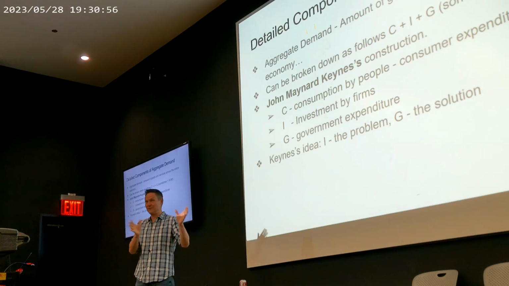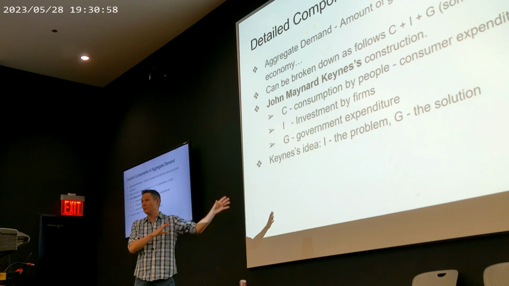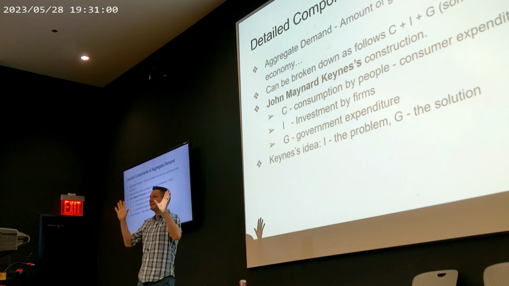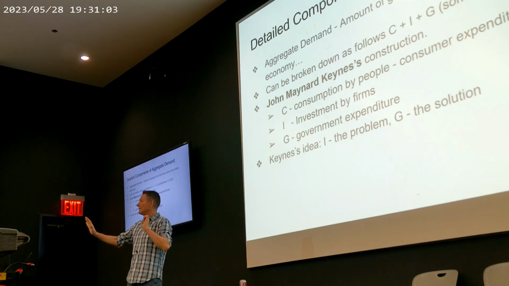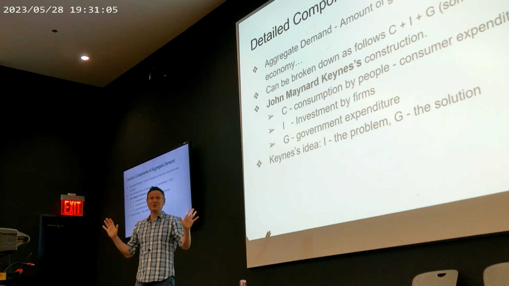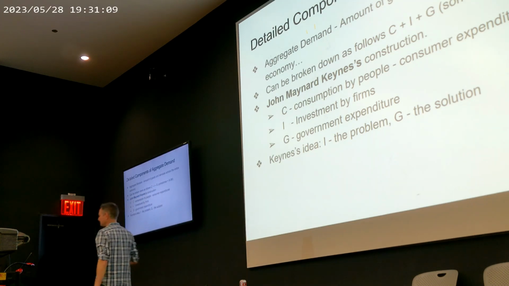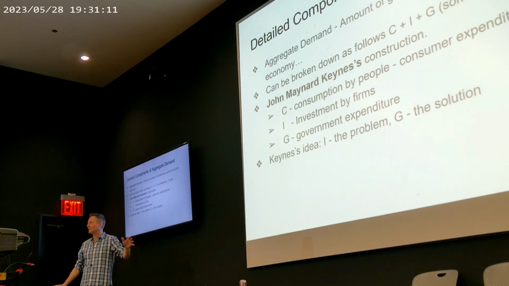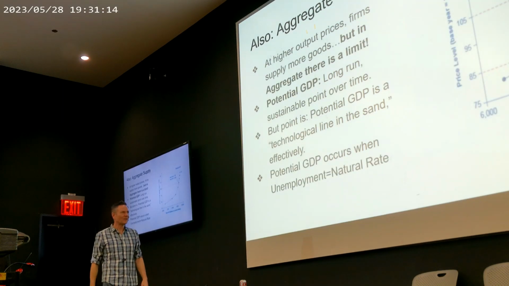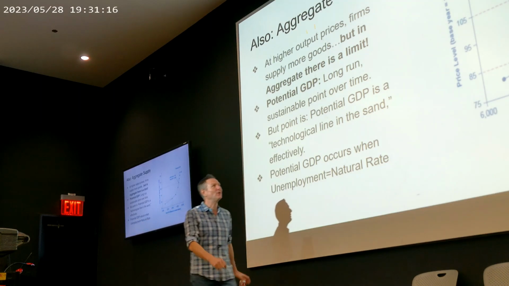So if you're a mathematician, or a scientist, I guess, you want to break the world into the simplest possible categories. That's what he's done here. If I break things into C plus I plus G, that's about the simplest possible explanation I can get for what happened in the Great Depression. Anyways, I got a little bit ahead of myself there. We don't need to go that far.